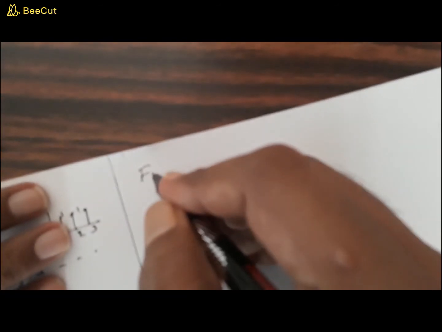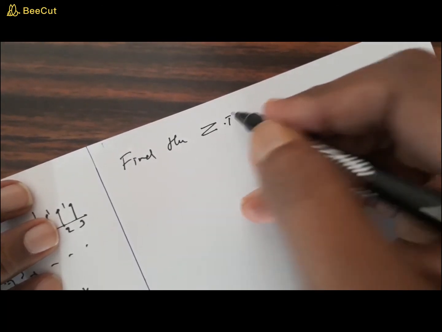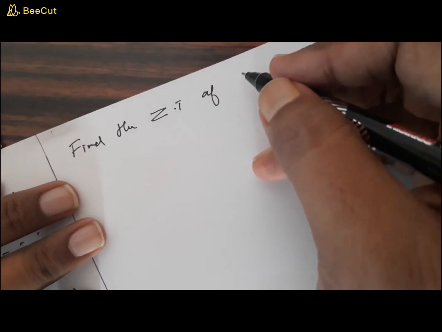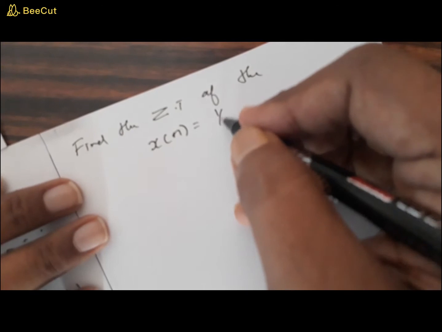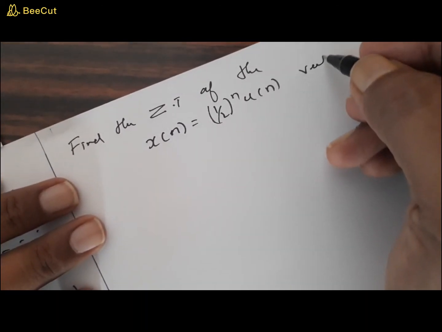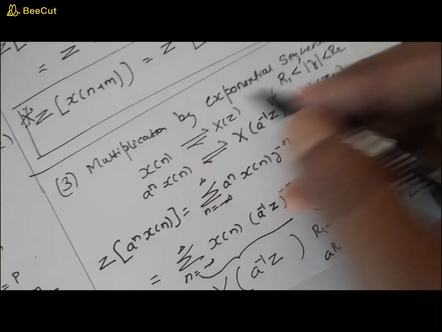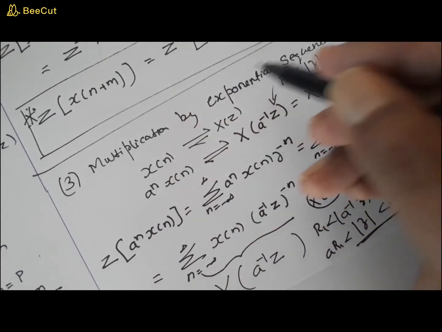Now similarly, find the z transform of the signal given by x of n equal to half raised to n into u of n, and verify using the multiplication by exponential sequence property. So verify your answer using this property.